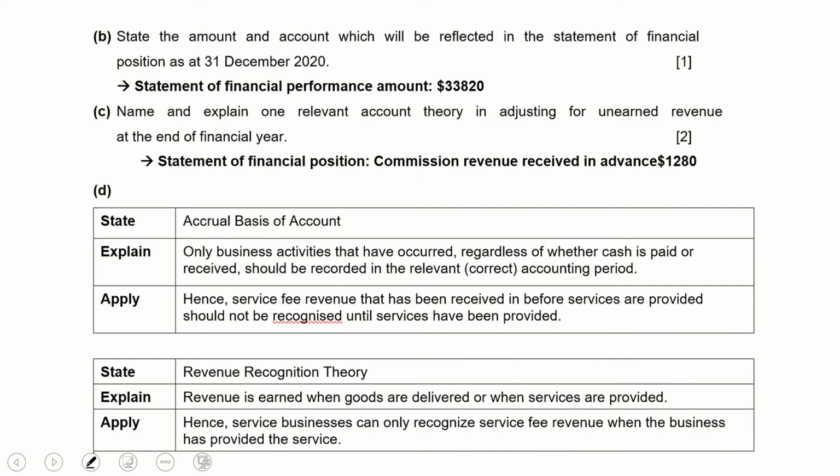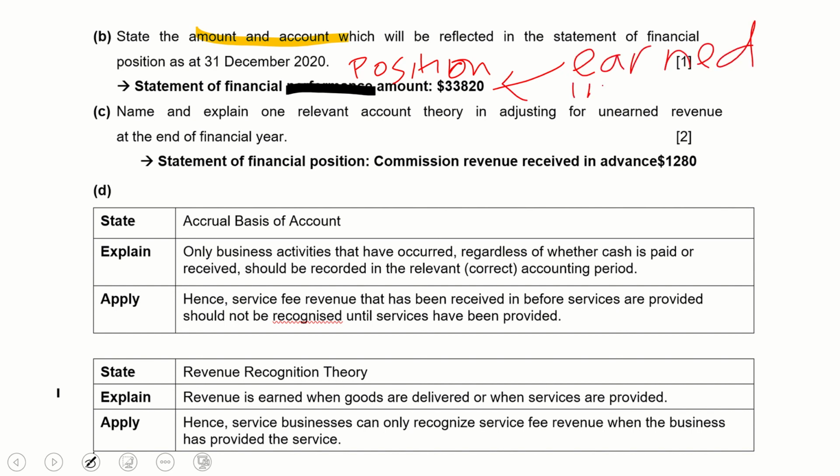In question B, you are asked to state the amount and the account which will be reflected in the statement of financial position. So the amount that will be reflected in the statement of financial position, not performance, but position. All right, the statement of financial position has all your income and expenses. So what you have here is actually your earned income. In other words, what is shown in your income summary.